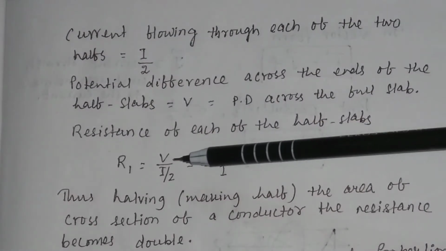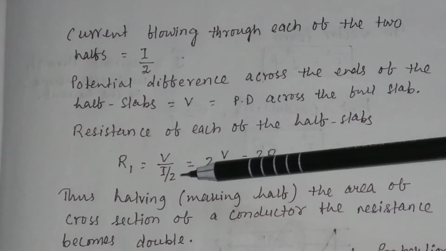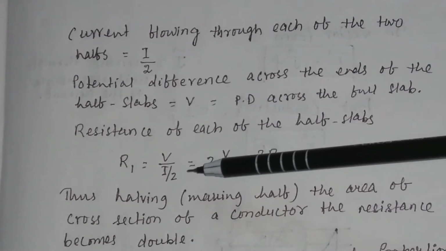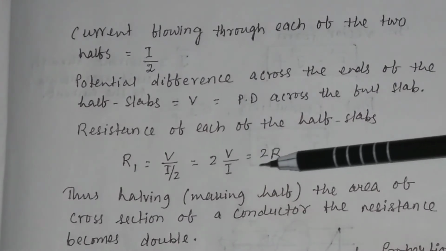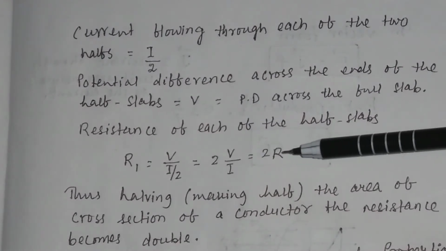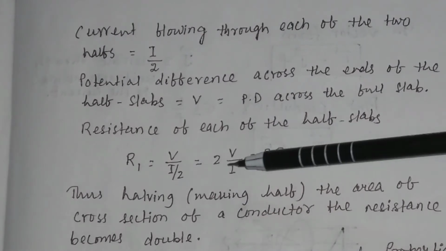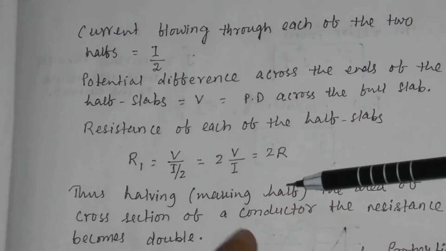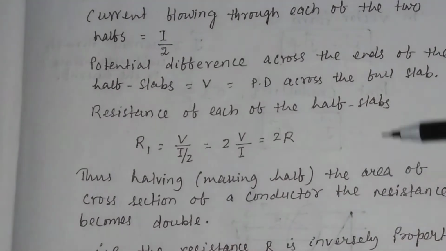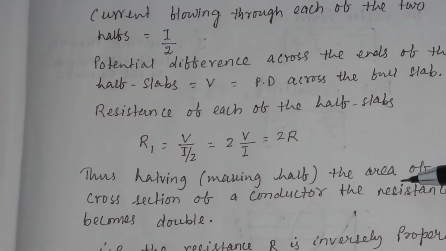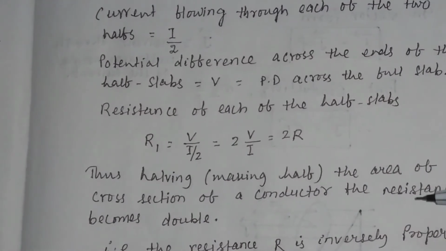Resistance R1 will be equal to V divided by current, which is I by 2. So that will be equal to 2 into V by I. V by I is equal to R, so it will be equal to 2R. Thus, if you halve the area of cross section of a conductor, the resistance becomes double.